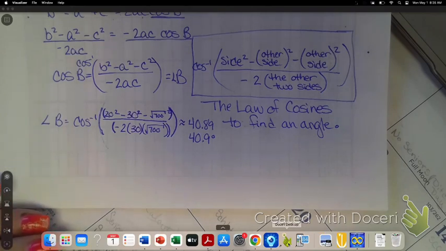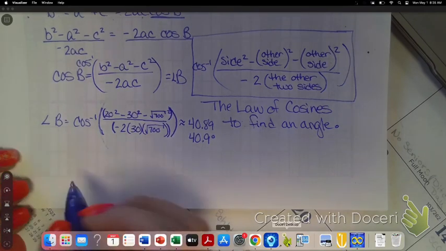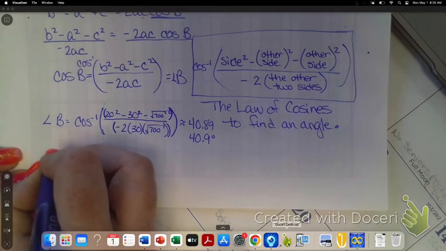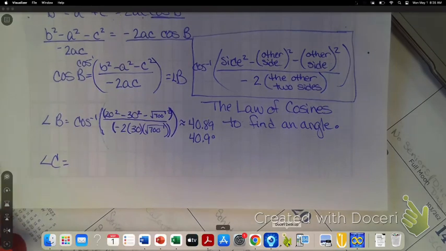I got it. Okay. I didn't put the squared after the square root of 700 on top. On mine, I just wrote 700. I didn't even put the square root of 700. That's redundant. Okay, I want you guys to set up angle C. Matt, don't stop until you get it.